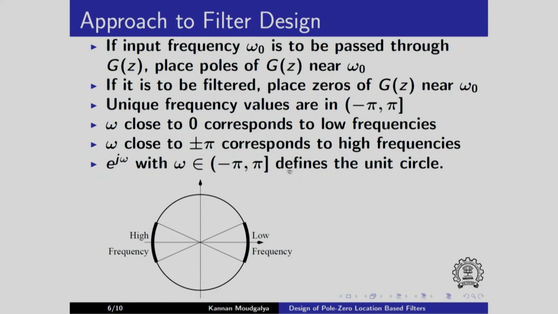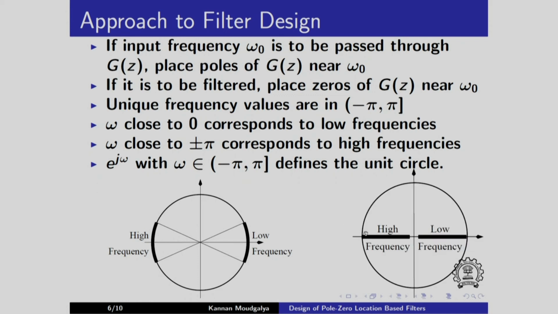This range, minus pi to pi, defines a unit circle. So we have this unit circle, frequency close to 0 is low frequency, frequency close to minus pi or pi is a high frequency. It starts from minus pi and then it goes to plus pi. This defines the unit circle. We can show that the real axis portion, namely the positive real axis portion, can be considered as low frequency, the negative real axis portion can be considered as high frequency. We will explain this in a subsequent slide.